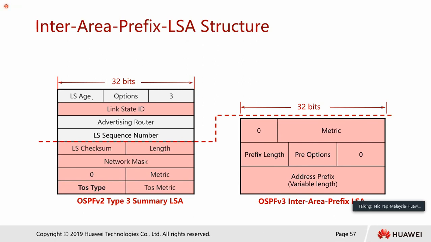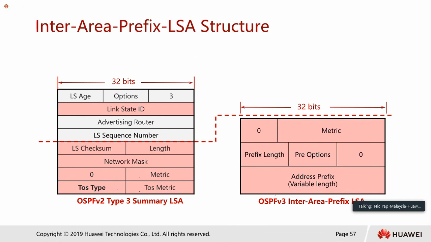Link state, LSH option, then link state ID, advertising router, LS sequence. Okay, that is on the header itself. When compared to the LSA that we are sending, which is an inter-area LSA, I have a checksum, length, network mask, 0 type of service, and type of service metric.